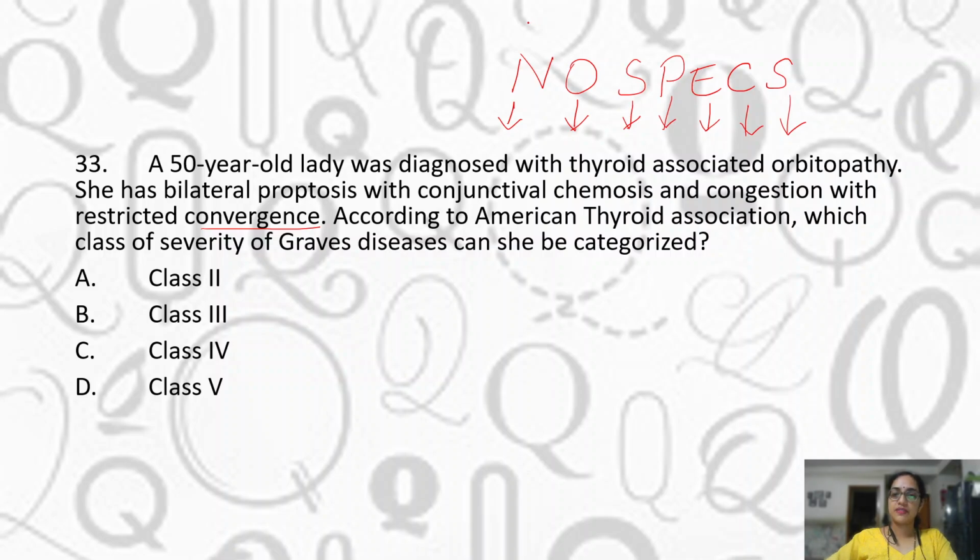So we can consider it as 0, 1, 2, 3, 4, 5, 6. So these are the 6 classes. So here we have restricted convergence along with proptosis. So you choose the higher grade. So don't say just because there's proptosis it's grade 3. There is also restricted convergence which is grade 4. So the right answer here would be C.